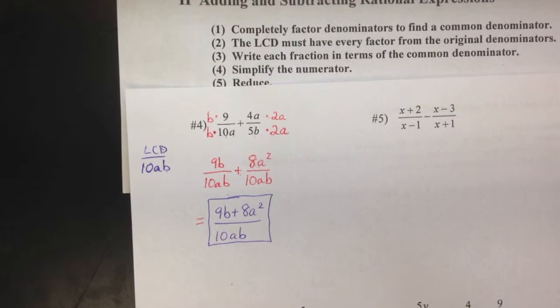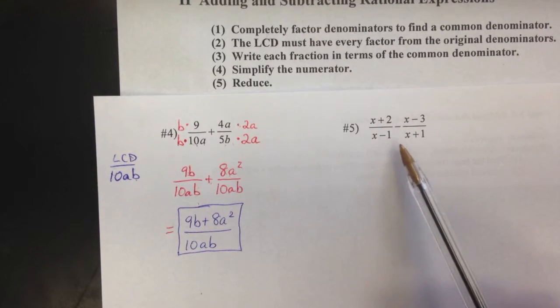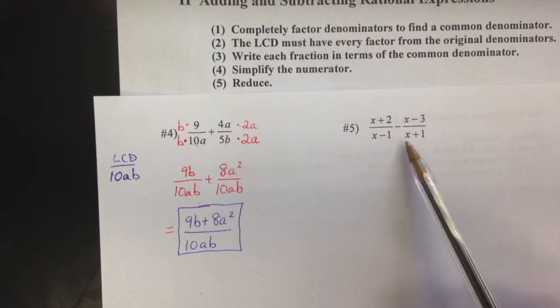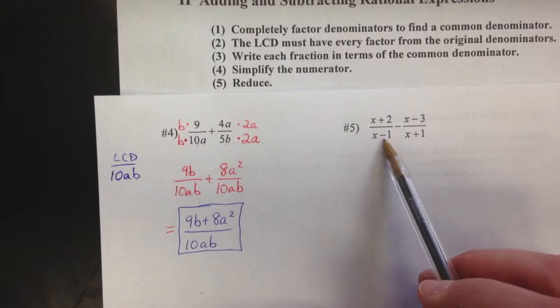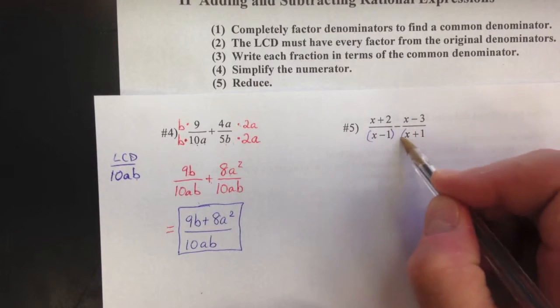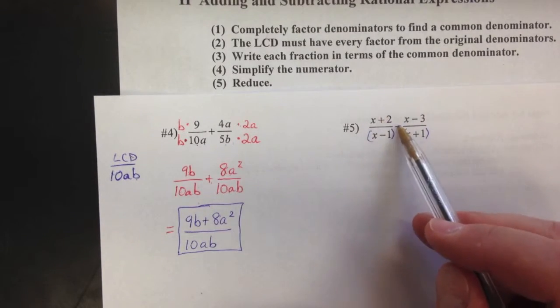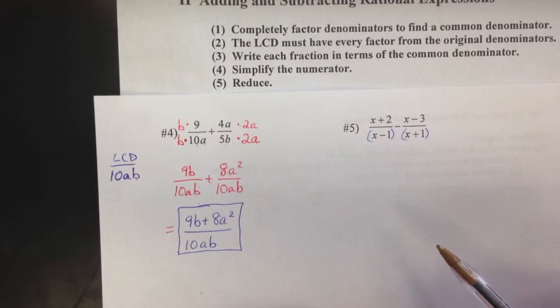Okay, we're back here for part 2, and we're ready to do number 5 here, these two rational expressions. Rational is just fractions. Now, it almost looks like these are the same denominator, but they're not. X minus 1 is a factor, x plus 1 is a different factor. So we're not ready to subtract the numerators, not yet.